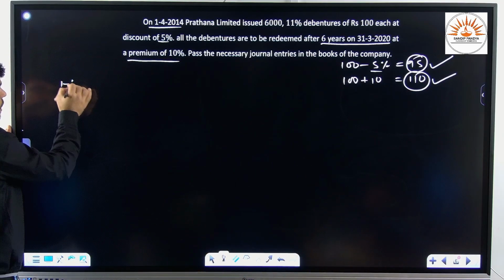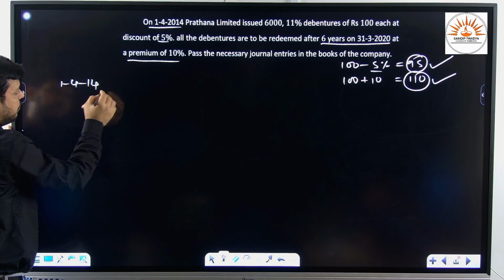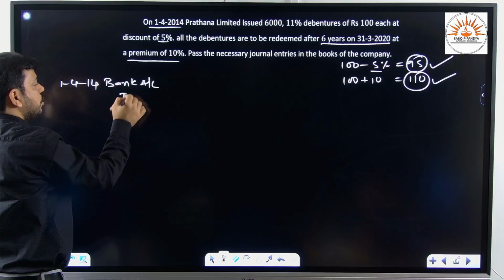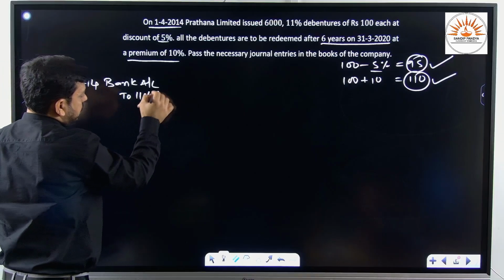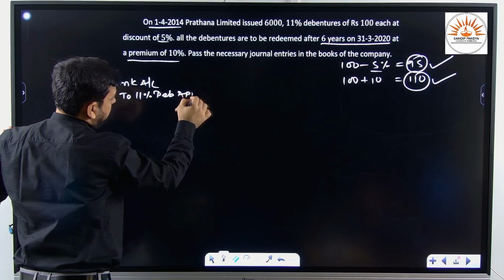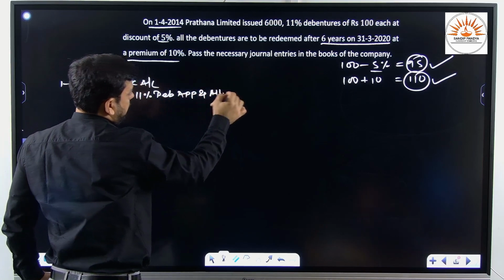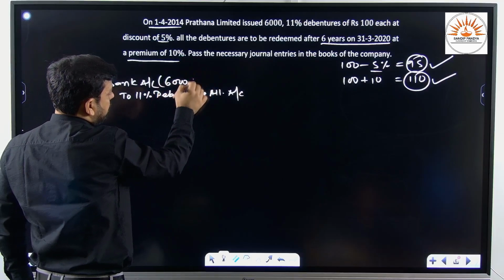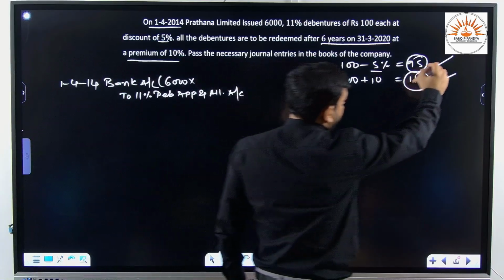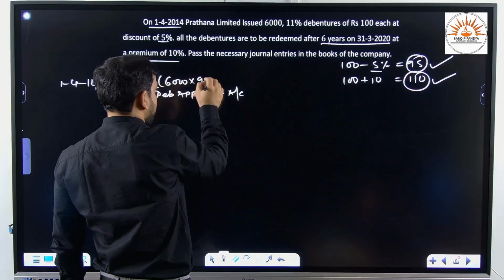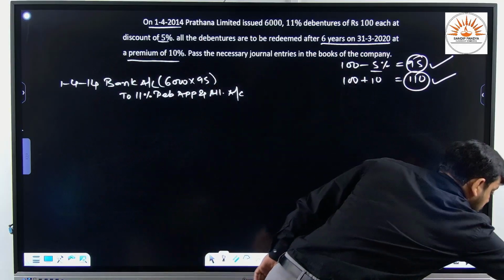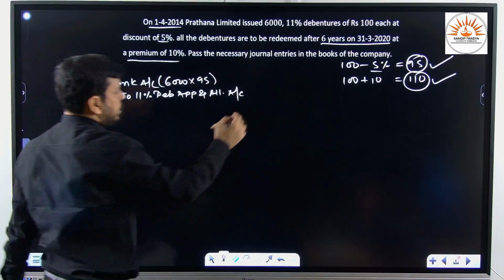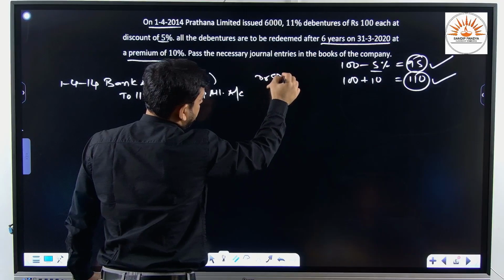First of all, the entry whenever application money is received. So on 1st April 2014, we shall write bank account debit to 11% debenture application and allotment account. By what amount? Number of debentures, that is 6,000, into what value shall we receive here? 95. So we shall write 6,000 into 95. So let me multiply first of all 6,000 into 95, which will be 5,70,000. So we shall write 5,70,000.